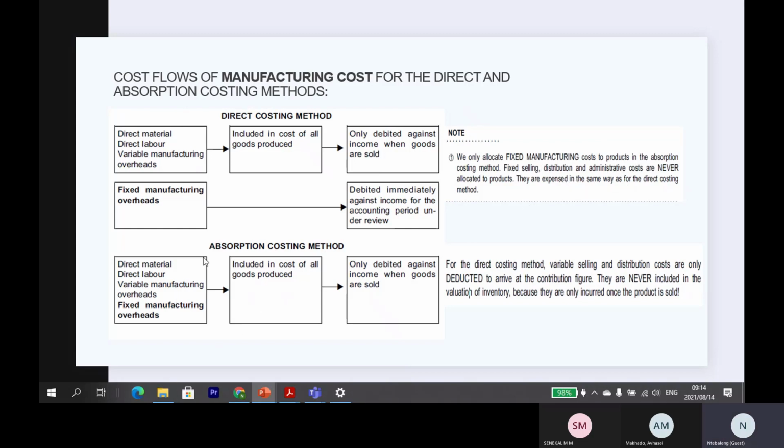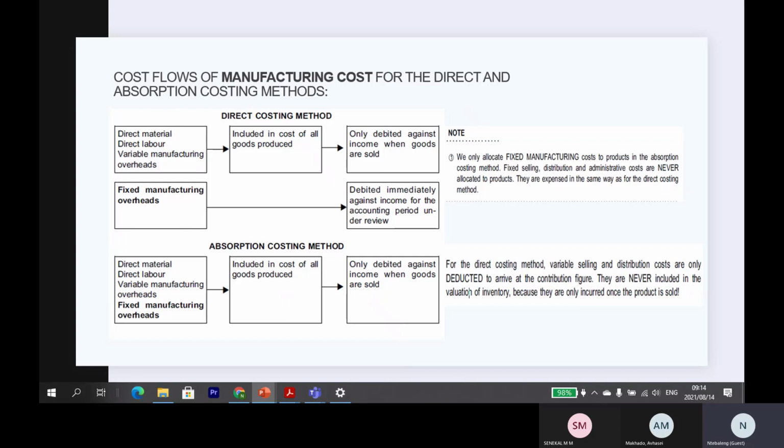Then absorption costing, same thing. I'm repeating myself, but I find that this flow is very important that you remember it. This is direct material, direct labor, variable manufacturing overheads, and fixed manufacturing overheads, which is the difference between the two. You can see when it is taken into account: here, we take it from the beginning, that for all goods produced, your product cost is these four costs. And then you debit them once you have sold them so that you can get your gross profit.